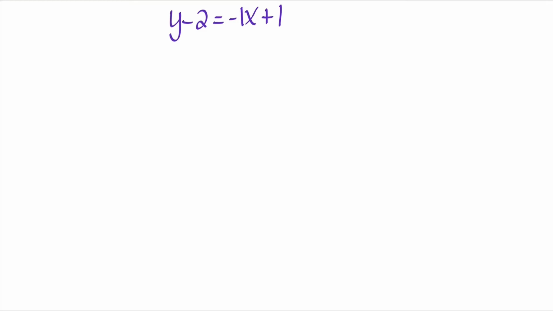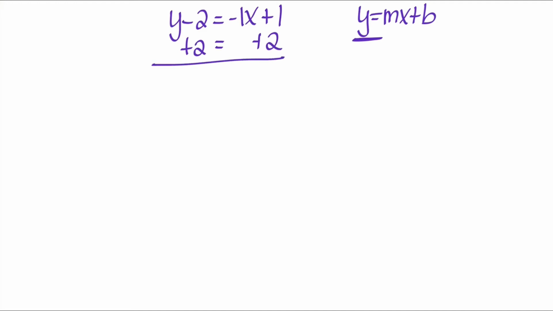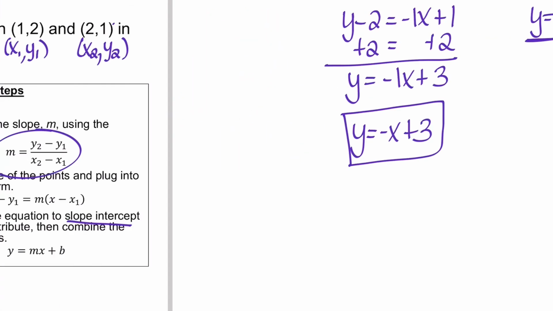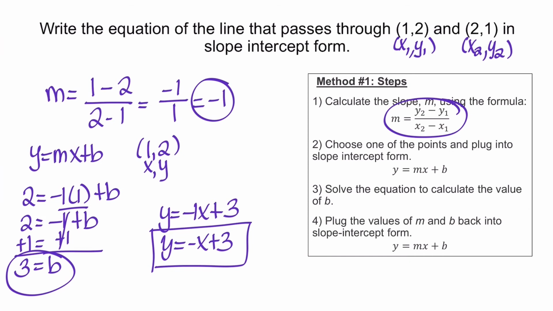Now to get y by itself, because remember in slope-intercept form, y is by itself, I'm going to do the opposite of minus 2, and add 2 to both sides. When I add 2 to both sides, I get y equals negative 1x plus 1 plus 2, which is 3, which I can rewrite as y equals negative x plus 3. If we go back and look at the other way we solved the problem, you'll notice that we got the exact same solution: y equals negative x plus 3.